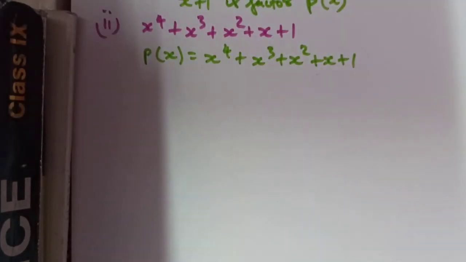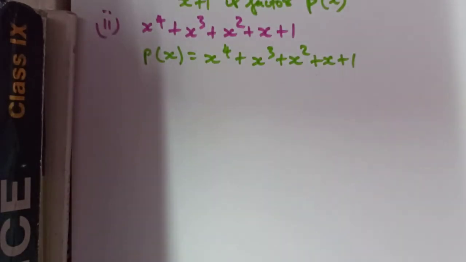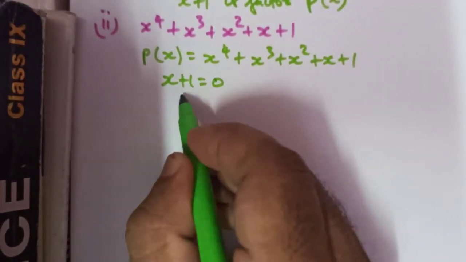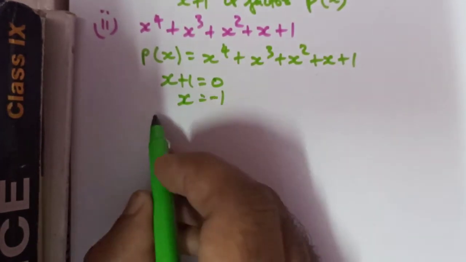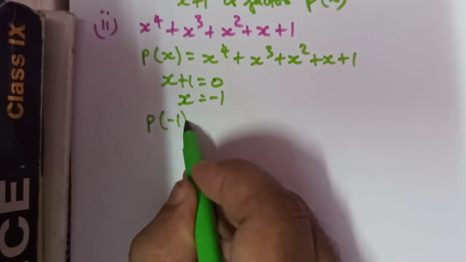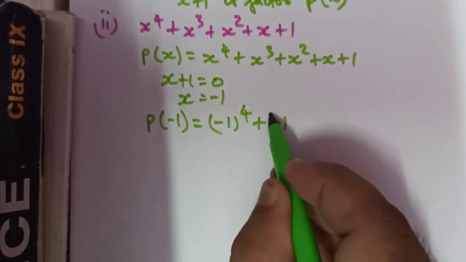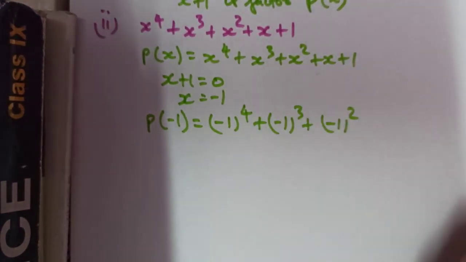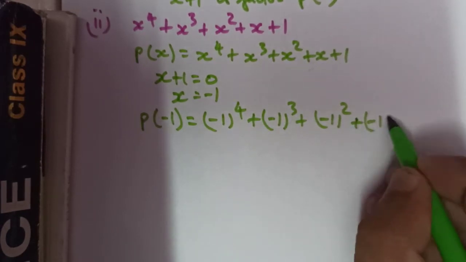Similarly, in the second part, the polynomial p(x) given was x power 4 plus x cube plus x square plus x plus 1, and we have to again find out whether x plus 1 is a factor or not. So we will find the 0 of this polynomial. x will be minus 1 only. Now we will find p(a), that is p(-1). So it will be minus 1 raised to the power 4 plus minus 1 cube plus minus 1 square, plus minus 1, plus 1. Simply we are substituting the value of x by minus 1.